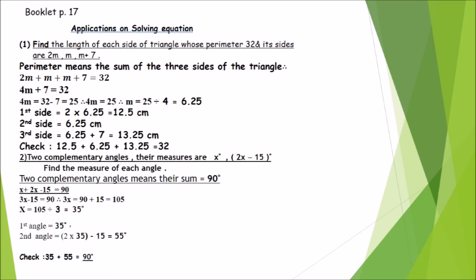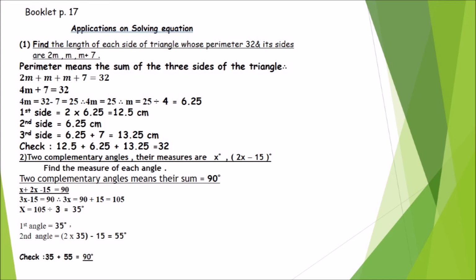Now we have an application on solving equations on booklet page 17. Find the length of each side of a triangle whose perimeter is 32. Its sides are 2m, m, and m plus 7. We know that perimeter means the sum of the three sides of the triangle. Therefore, 2m plus m plus 7 equals 32. So we have to add: 2m plus m equals 3m, so 3m plus 7 equals 32.